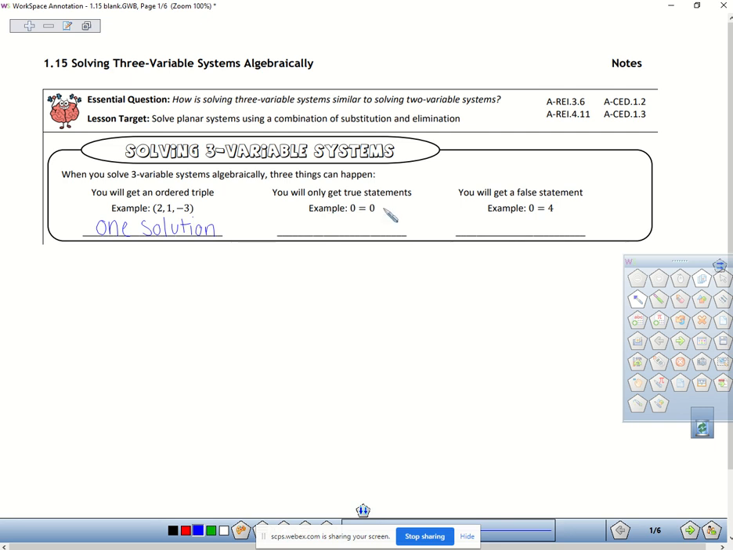The next thing that can happen is you'll get a true statement such as 0 equals 0, which means that you'll have infinite solutions. And the last thing that can happen is you get a false statement, which means we have no solutions.